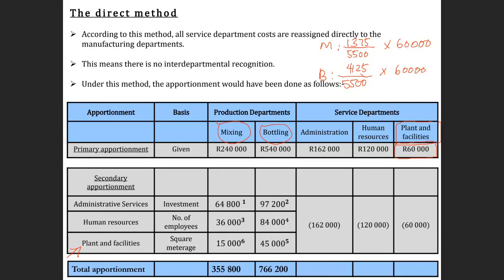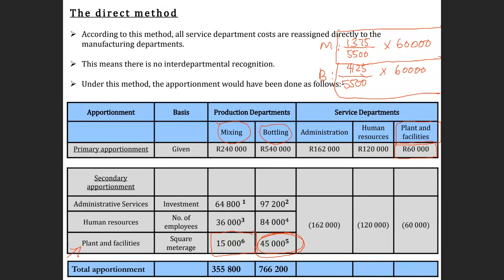So this is going to say to you then, for the first one mixing, it is going to be 1,375 over the 5,500 multiplied by 60,000, and that gave you the 15,000 here. Then 4,125 over the 5,500 multiplied by 60,000 gave you the 45,000 here. Okay, so that is how you then calculated the values for each reallocation or secondary apportionment.